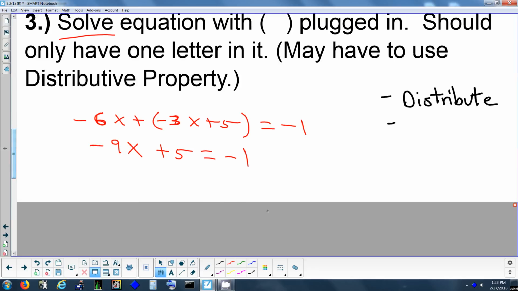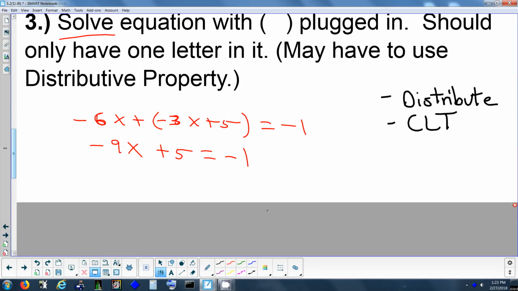What did we just do in that last step right there to get the negative 9x? We put them together. So next step, like we just did, is combine like terms. I'm just going to put CLT, combine like terms.